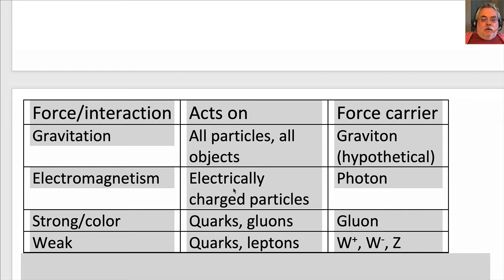Electromagnetism operates on all electrically charged particles, and the force carrier is the photon. The strong nuclear force, also called the color force, acts on quarks and gluons, and the force carrier is the gluon. The weak interaction acts on quarks and leptons, and the force carriers are the W+, W-, and Z bosons.